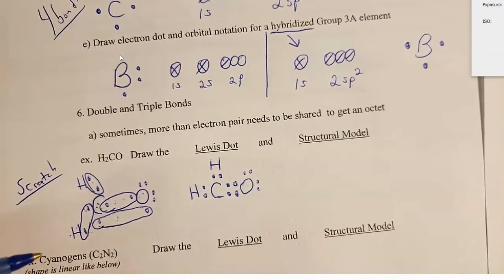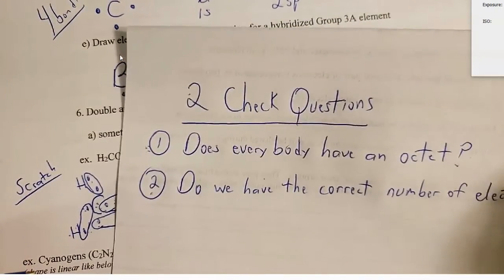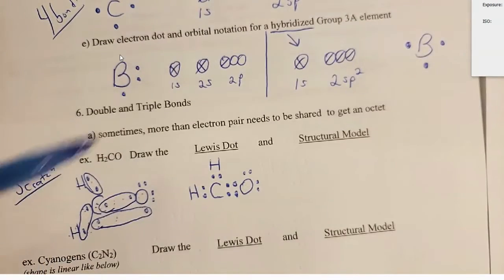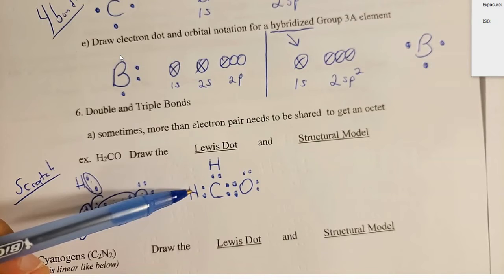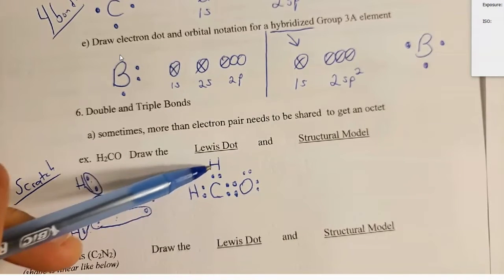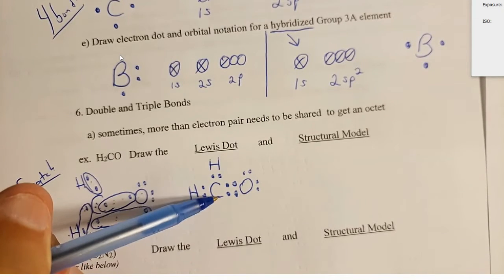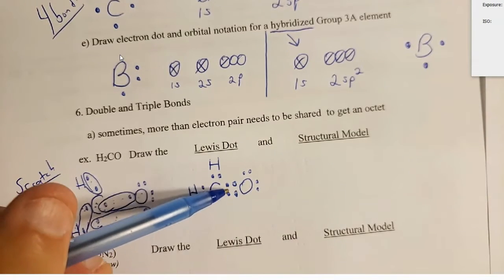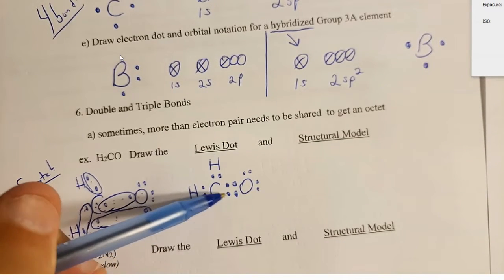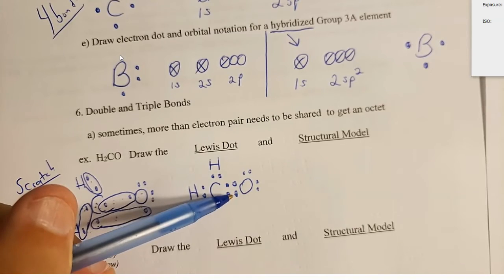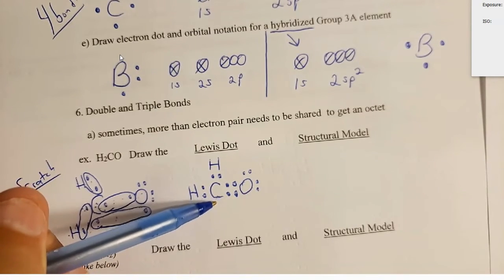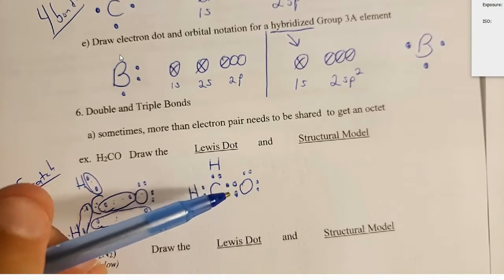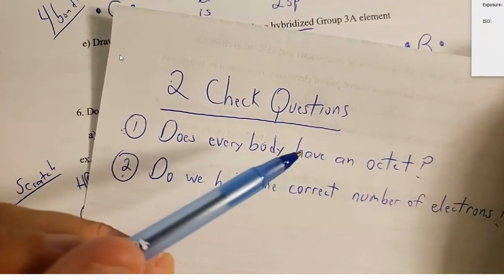Now this looks a little funky, but remember our 2 check questions from part 1 to see if this is correct. Number 1 is, does everybody have an octet? And remember, hydrogen is good with just 2. That's its version of an octet, so hydrogen's good. If I look at this carbon, does it have access to 8 electrons? 1, 2, 3, 4. All 4 of these are going back and forth, so it has access to these 4. So yes, this carbon does have an octet, as well as this oxygen has access to an octet.